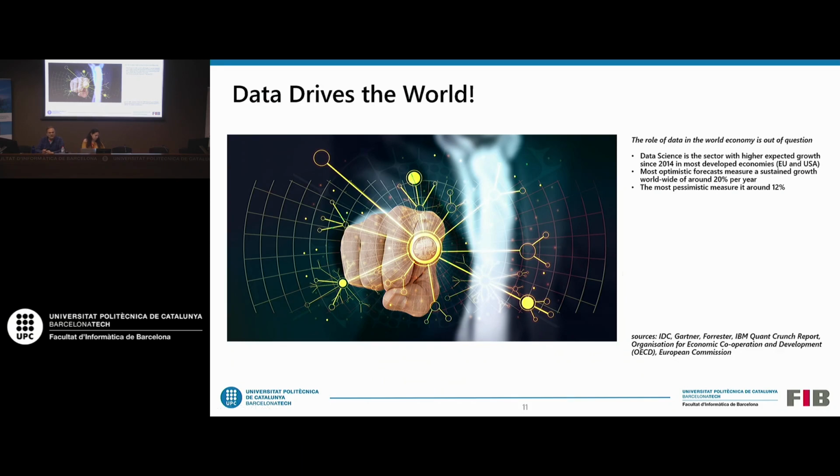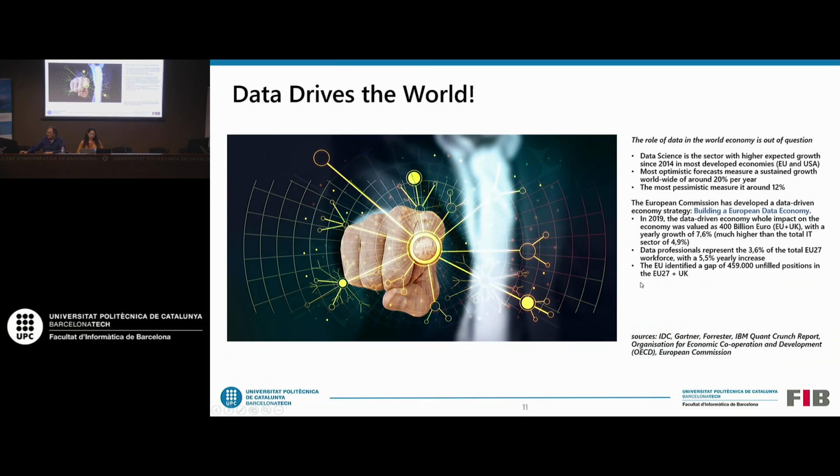very bold numbers that are still true, and they are even growing. For example, the IT sector has been the field that has grown the most in developed countries like Europe and the States. We still have forecasts for a sustained growth of around 20% per year, which is huge. And especially these numbers were also true during the pandemic.